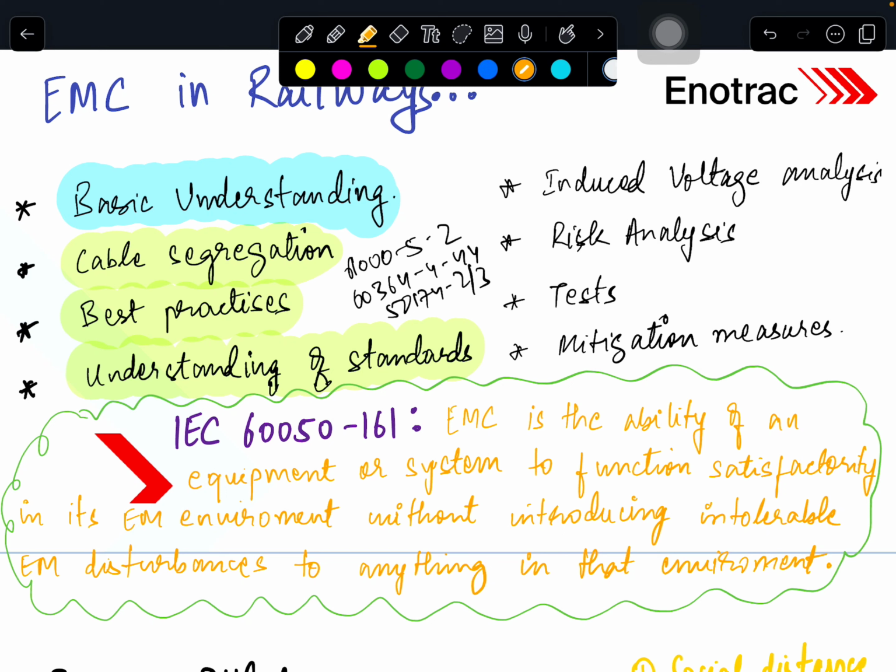Then we'll be talking about induced voltage analysis, which is one of the important topics, in which we'll see how we can solve manually, not only using software, but manually using the standards such as ITU-T volumes 2, 3 and 4, how we can go ahead and solve everything manually related to induced voltage analysis.